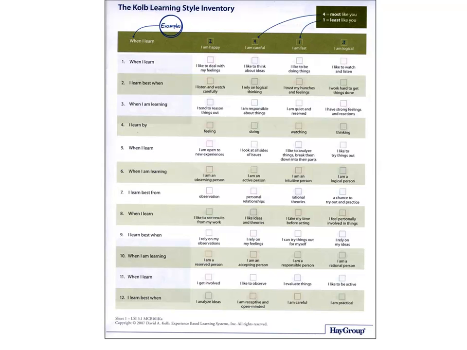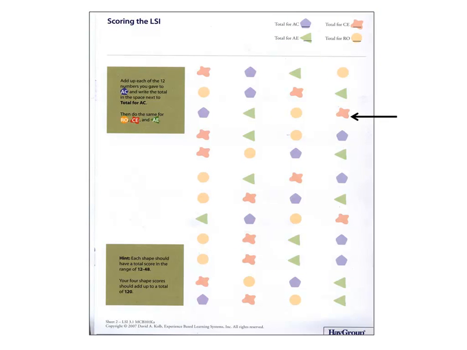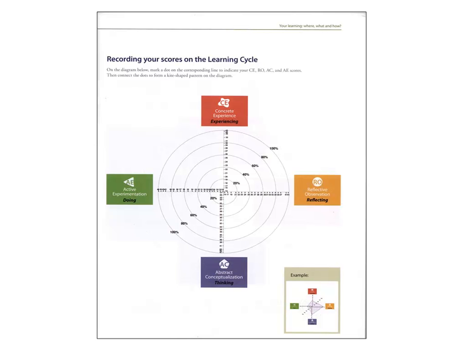When you are finished ranking the endings for all 12 sentences, go to sheet 2 to calculate your scores. There you will add up your scores for each shape and then enter your scores for each shape at the top of sheet 2. When you've added up all scores, proceed to page 3, where you will enter your scores on this graph. The scores will be placed on these lines of the graph. When you are finished plotting your scores, you are to connect the dots, which will form a kite-shaped pattern.